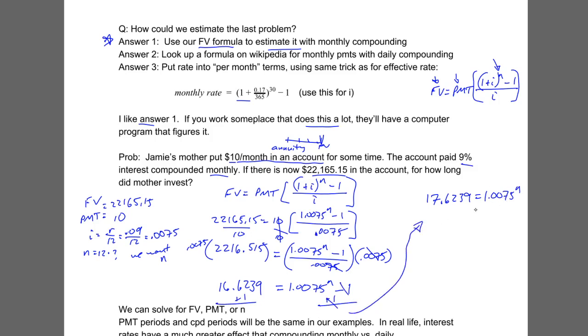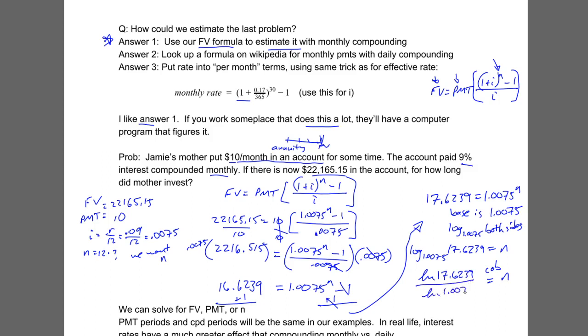And then we say, how do we get that N out of there? The base. Remember that? Base is 1.0075. So we take the log base 1.0075 of both sides. If you don't remember that. So log base 1.0075 of 17.6239 is, and then on this right side, when you take the log of it, you just have N. And now we use a change of base formula. So we have natural log of 17.6239 over natural log of 1.0075.